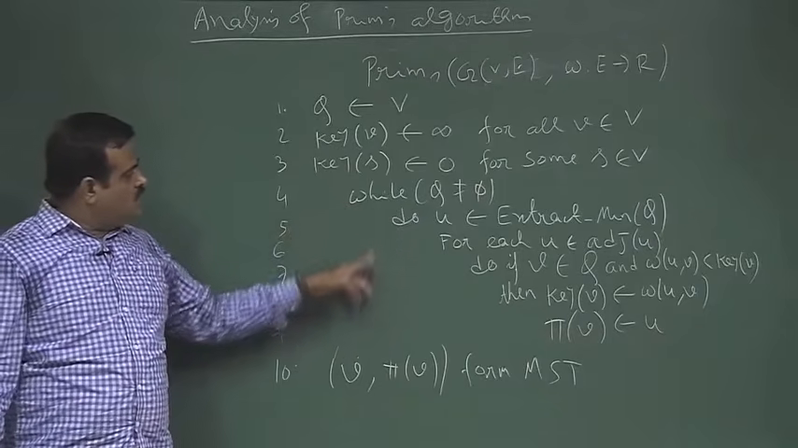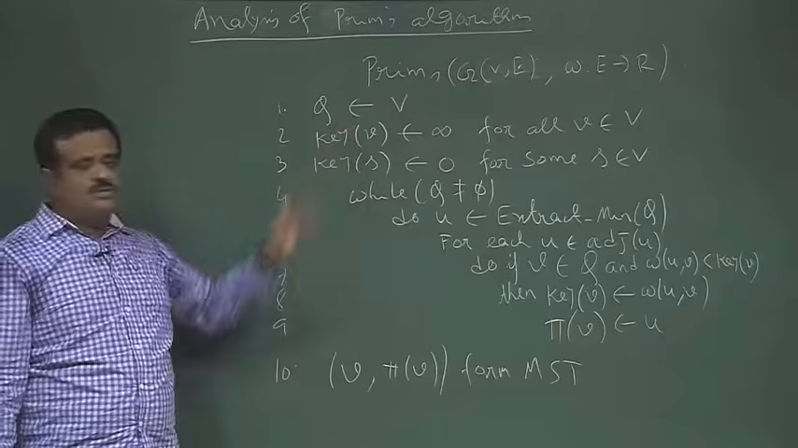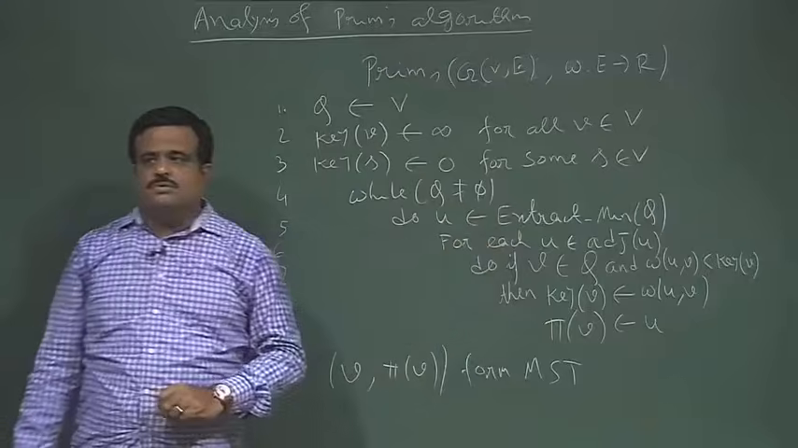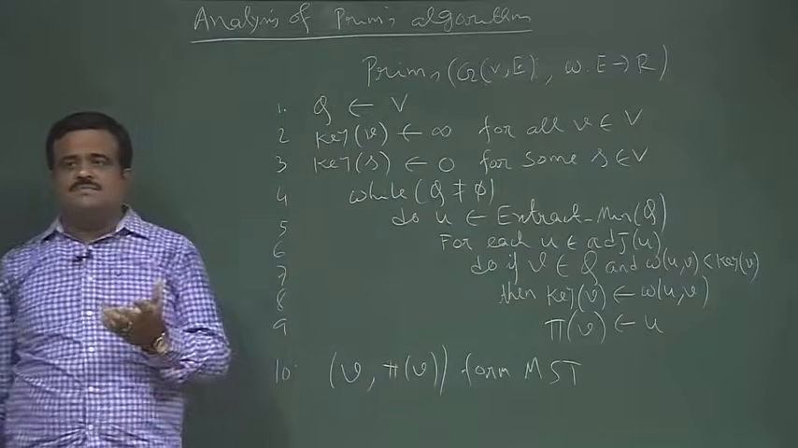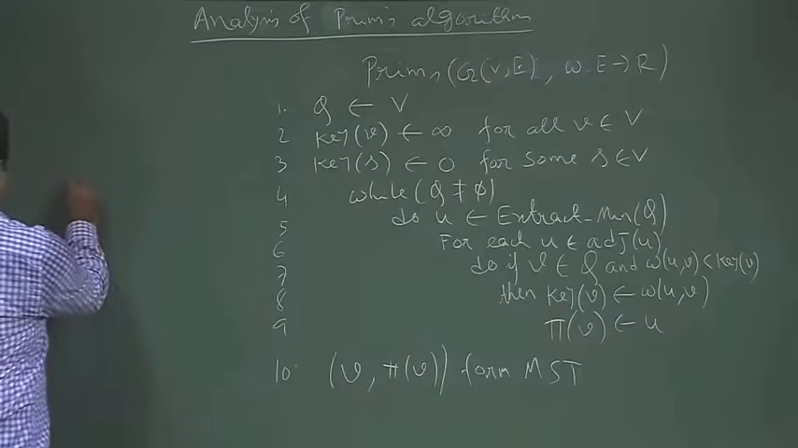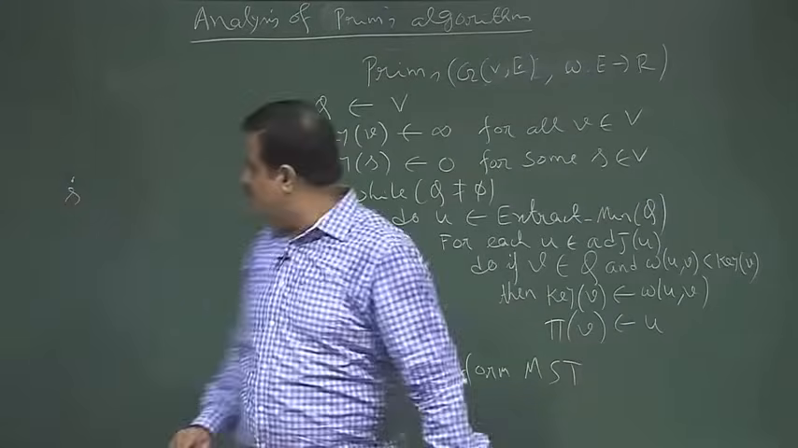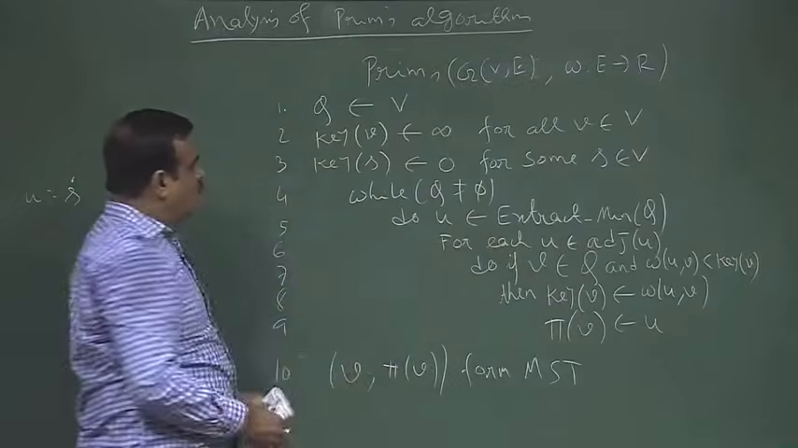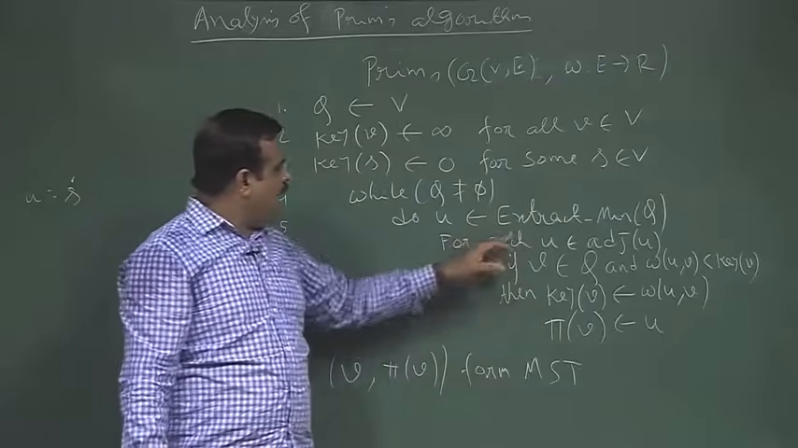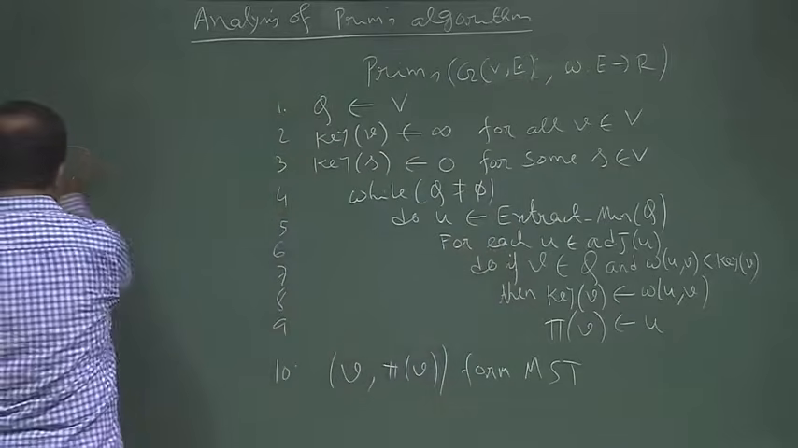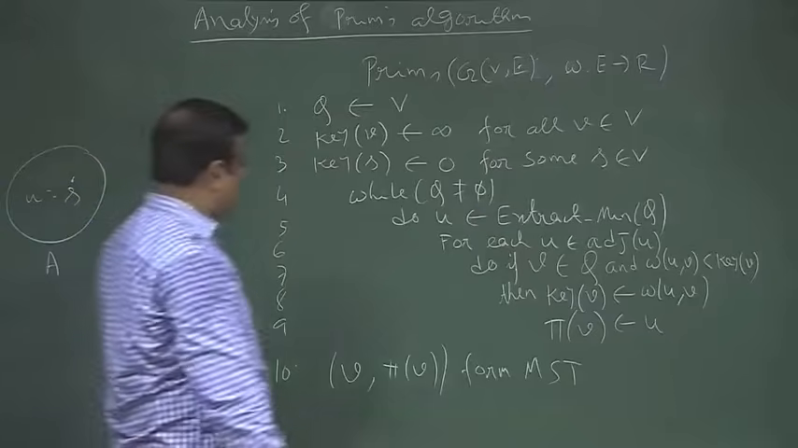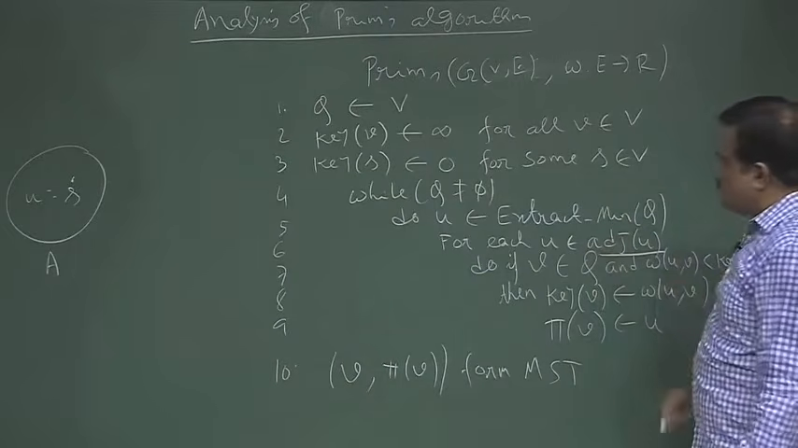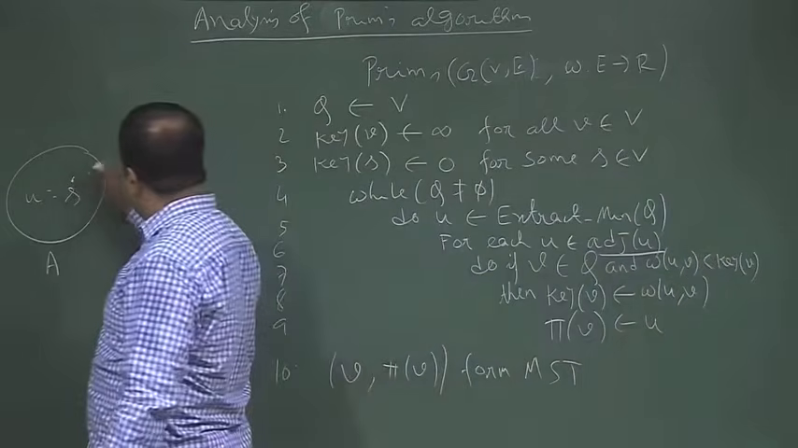Now the loop is: while Q is not empty, where Q starts with all of V. We extract the minimum from Q, where the minimum is based on the key value. Initially the minimum will be S, so S will be extracted and this will be U. When we extract something from Q, it is deleted from Q and added to a set, say A. Then we check all the adjacent vertices of U.